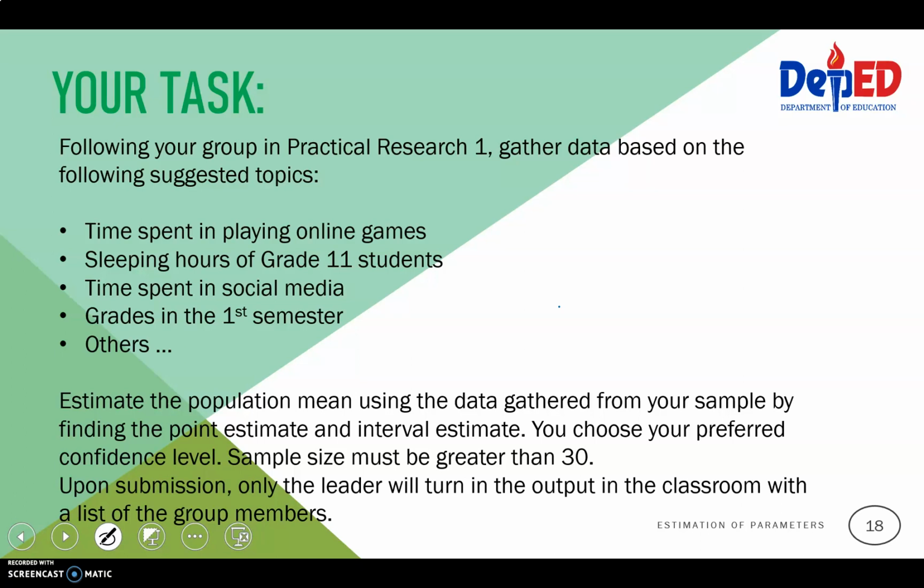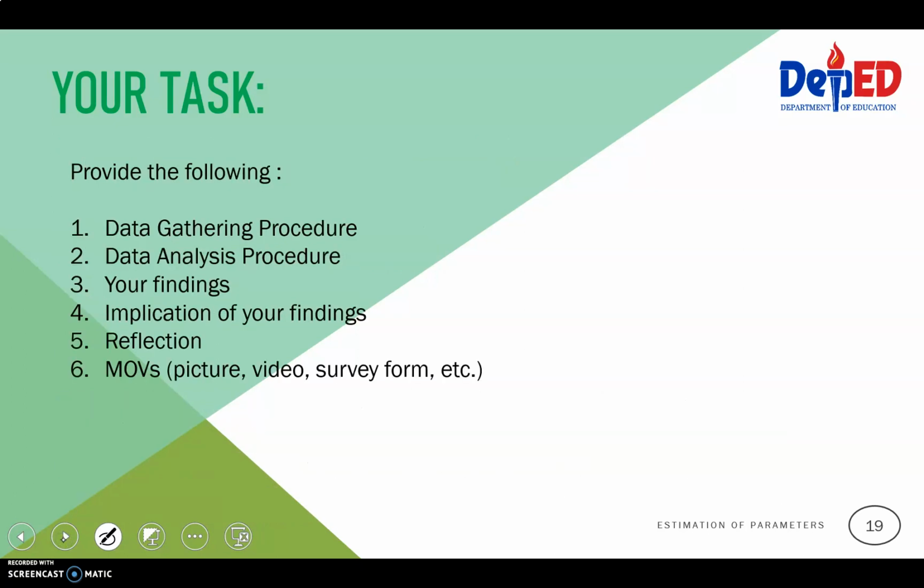And also, specify kung kinsa inyong mga respondents. So what you are going to do is to estimate the population mean using the data gathered from your sample by finding the point estimate and interval estimate. So in finding the interval estimate, kamo na ang mupili kung unsa inyong preferred confidence level. Make sure that the sample size must be greater than 30. So when submitting, only the leader will turn in the output in the classroom with the list of the group members.